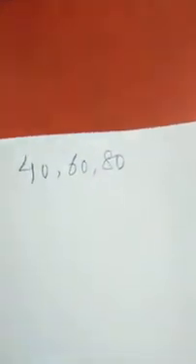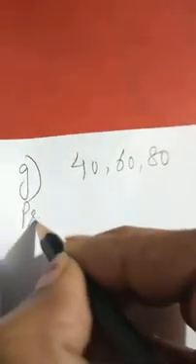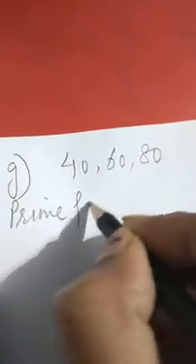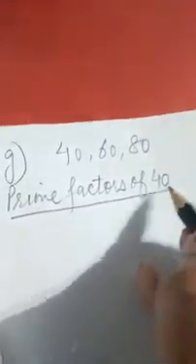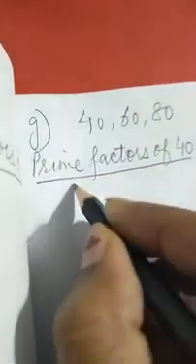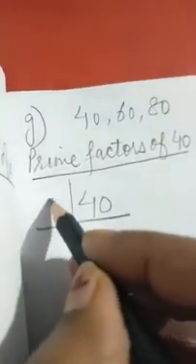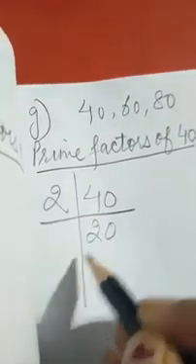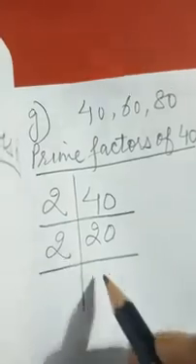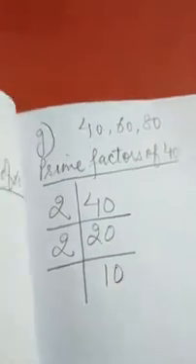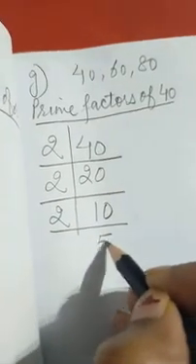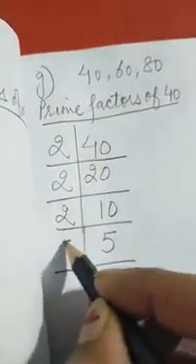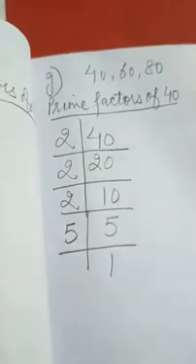Firstly we will find out the prime factors of 40. See, 40 is divisible by 2, we will get 20. 20 is also divisible by 2, we will get 10. Then 10 is also divisible by 2, we will get 5. 5 is a prime number, it will be divisible by itself only.